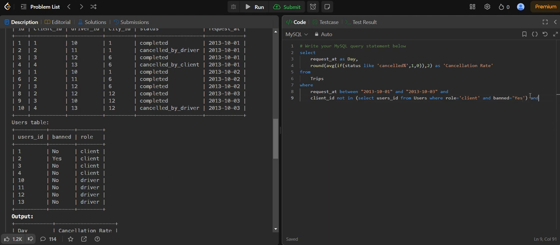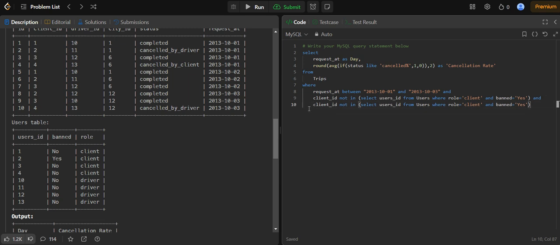And the driver should also be like this. I will copy this. And here I will write the driver. Driver ID must be like this, not in user's ID from users where role is driver and banned is yes. Now the filter condition is done.